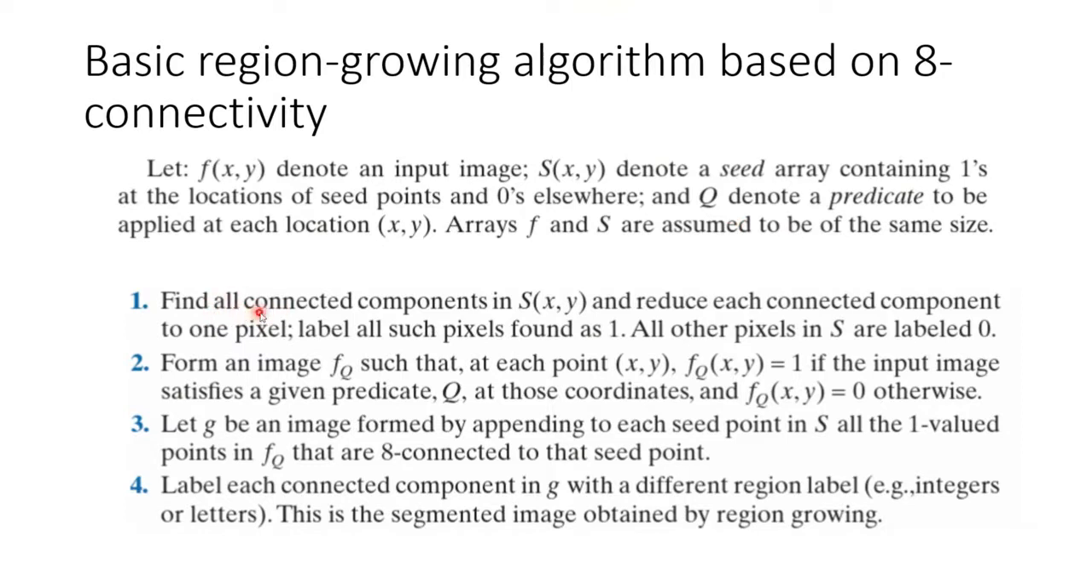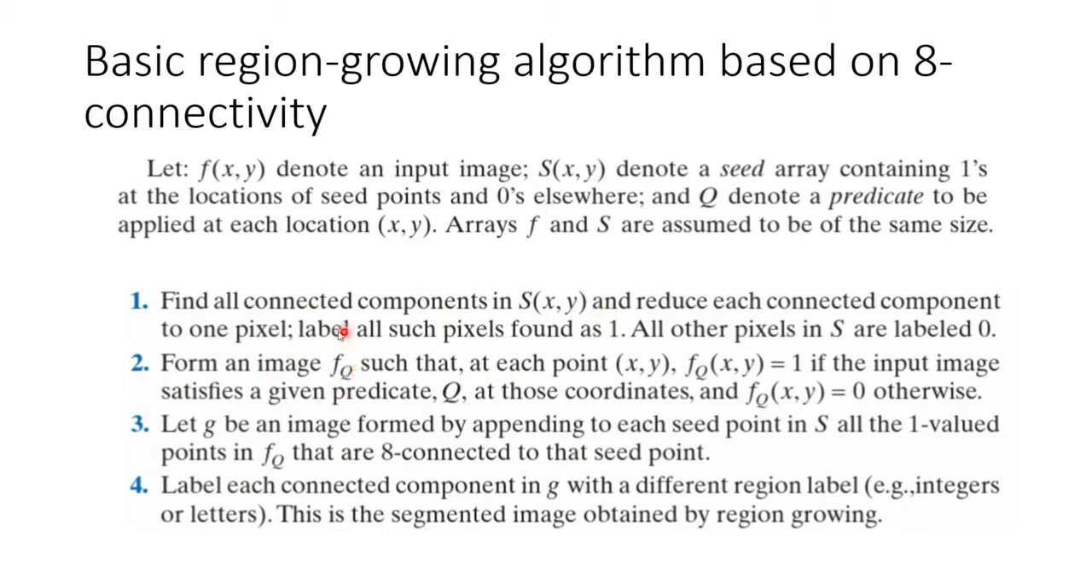So what you're going to do is find all connected components in this seed array, and it reduces each connected component to 1 pixel. Remember connected components? We've seen this in the lecture about morphological operators.